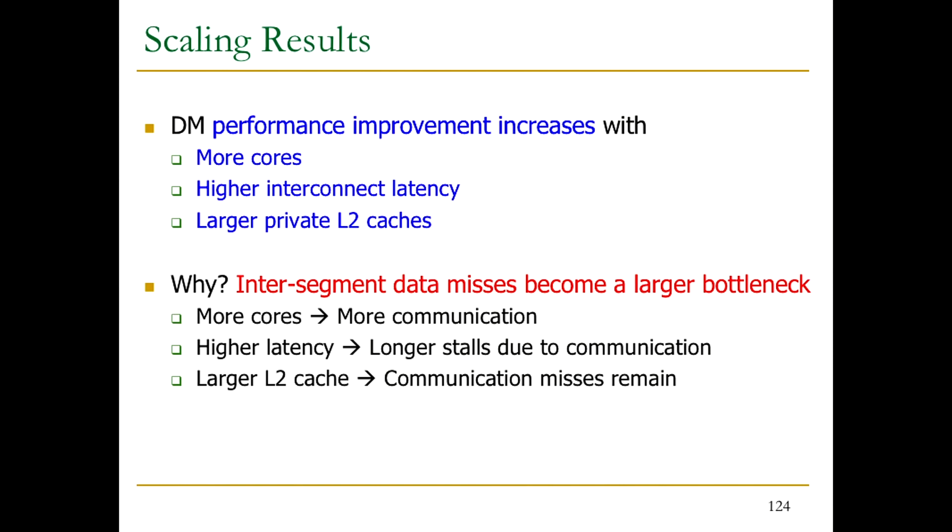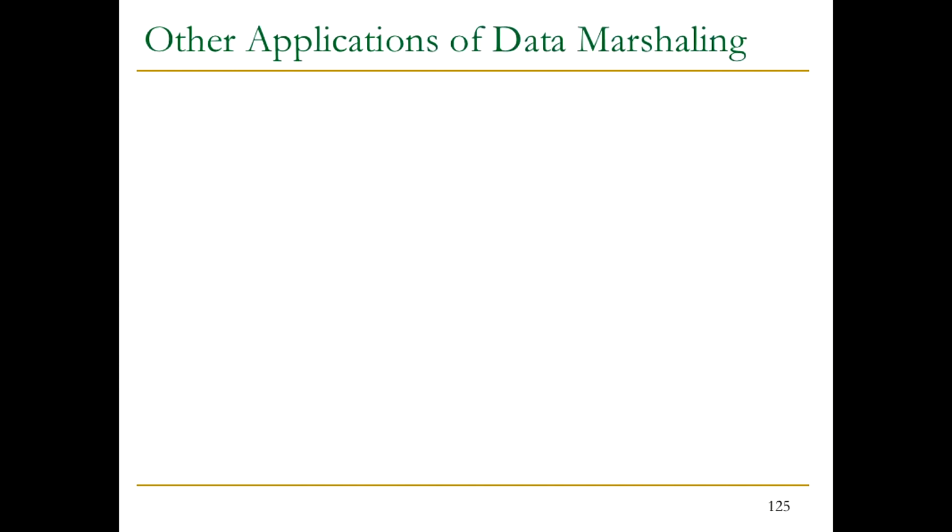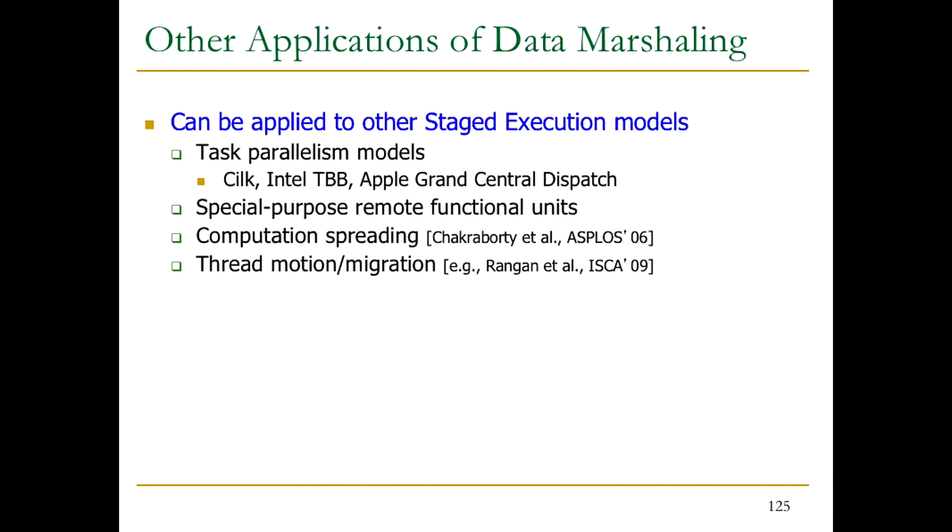Between these. So a larger L2 cache that's not shared doesn't help, because these communication misses between private caches actually remain. Okay, there are many other applications of this which I'm not going to go into. Certainly task parallelism. You could do this to remote functional units. Computation. These are some approaches that you don't necessarily need to know about. But this one is actually interesting.